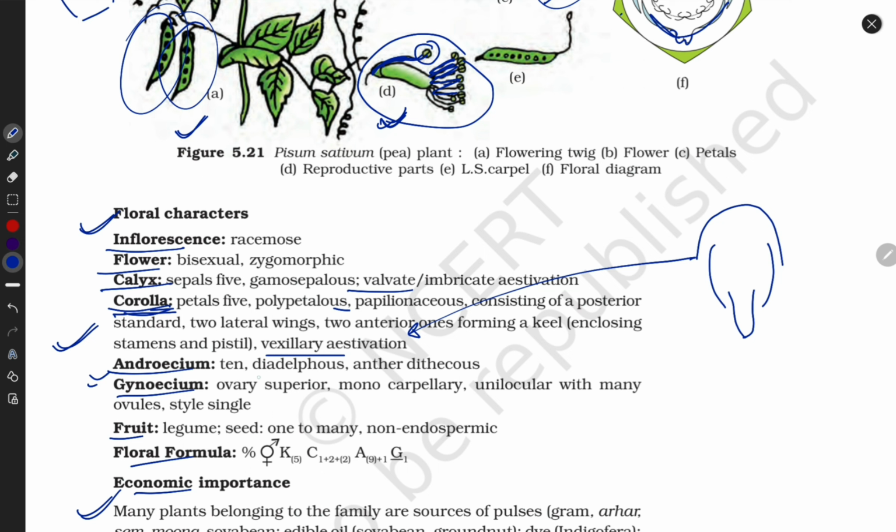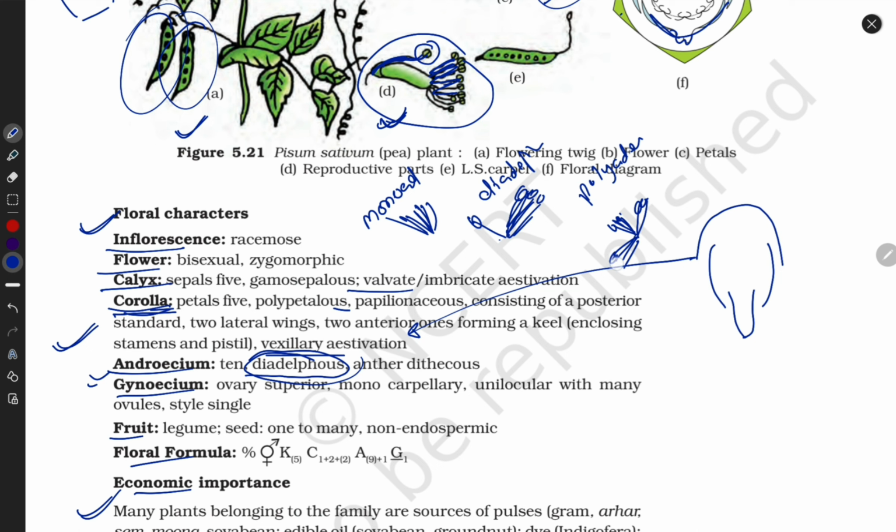And look at here, the androecium is diadelphous. If I use monoadelphous, then you have to say, ma'am, only one bunch is present. If I use diadelphous, it means two bunches are present. This is diadelphous. And if I use polyadelphous, then you have to say that there are multiple bunches of stamens present, meaning more than two. Okay, now clear.